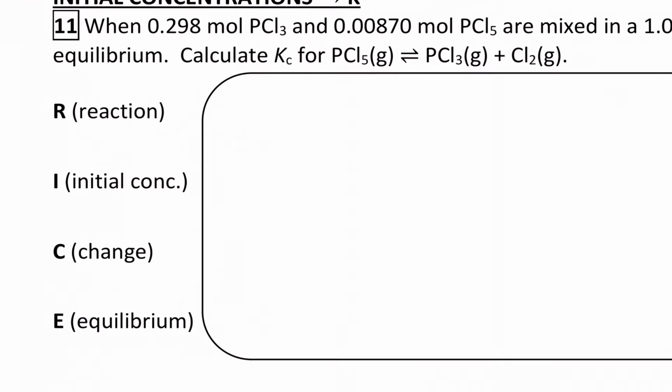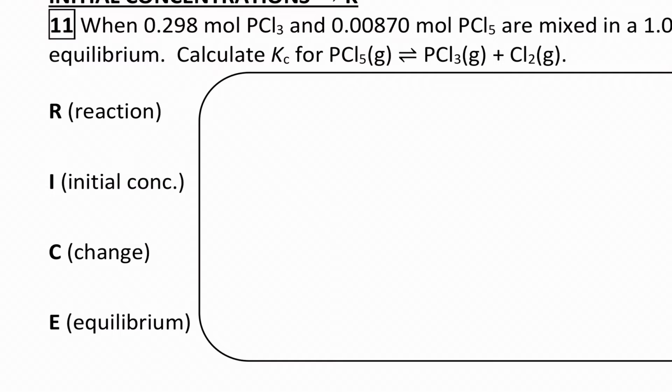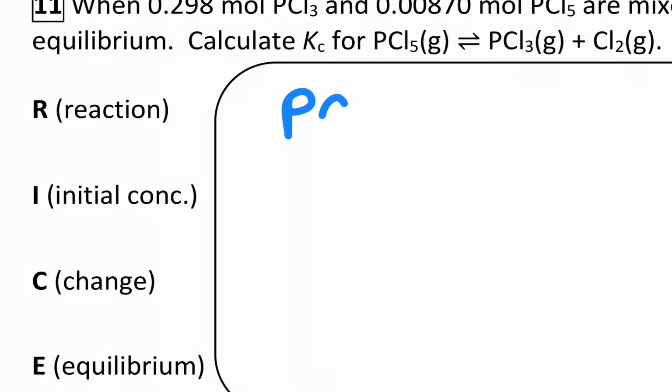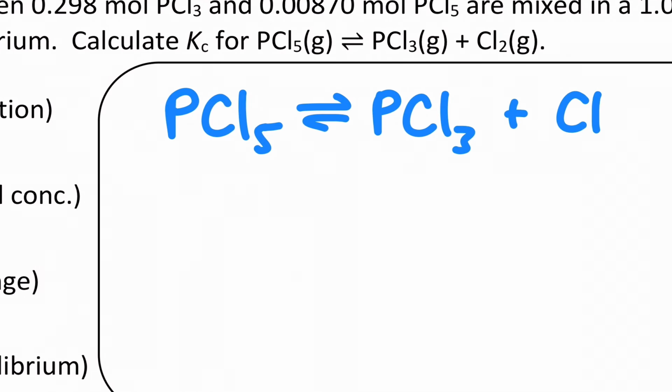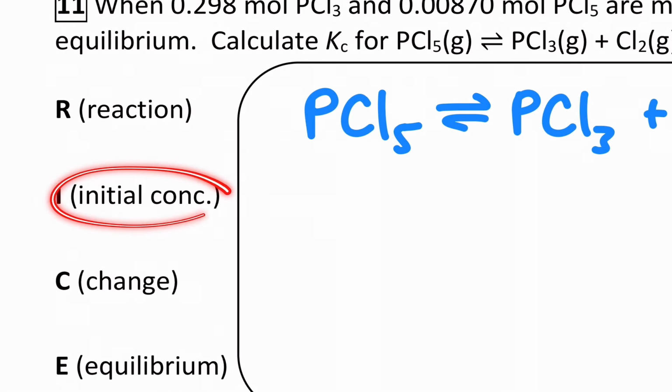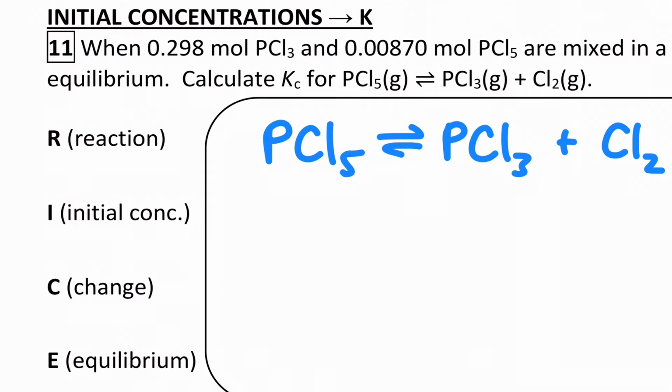The term rice is just an acronym to help us remember what we have to do. It starts by just writing the reaction. So I'm just going to rewrite the reaction. Phosphorus pentachloride reversibly becomes phosphorus trichloride and a chlorine molecule. And it says I, meaning initial. What are the initial amounts of each thing?